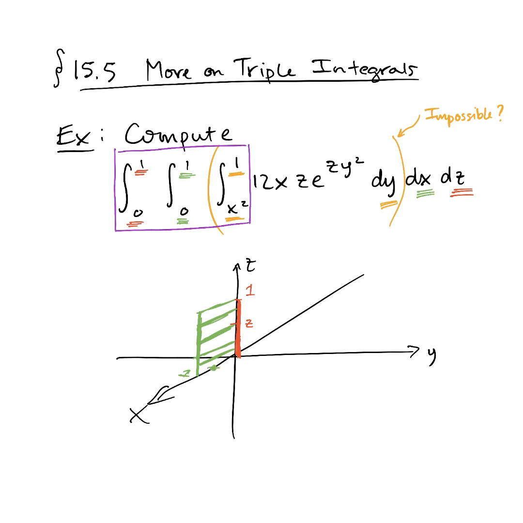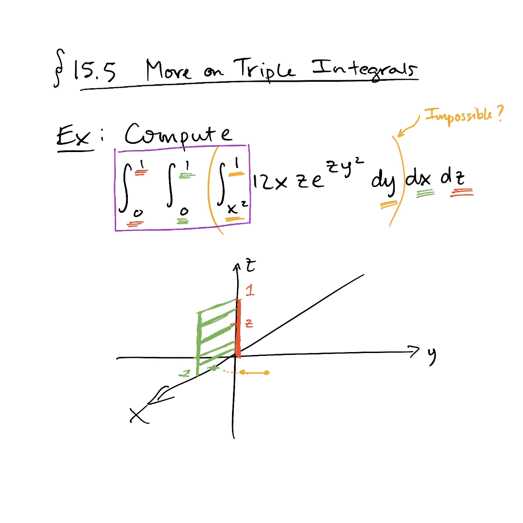What if we were there? Those innermost limits of integration tell us, all right, well, the y variable kicks in at x squared and then kicks out at 1.